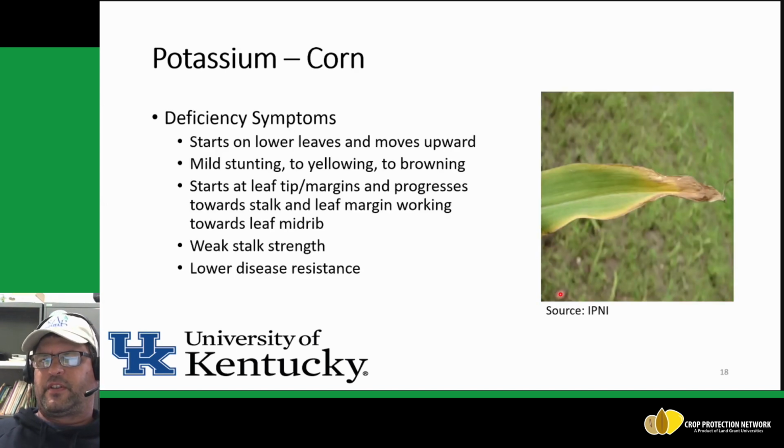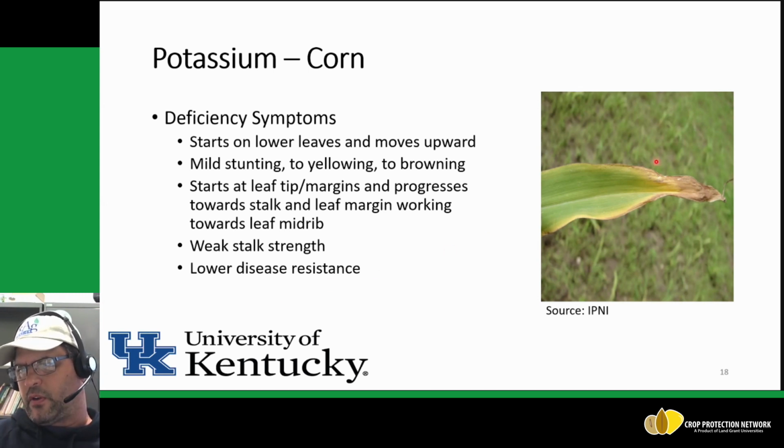What are the deficiency symptoms for corn? Well, again, it's a mobile nutrient. It starts on the lower leaves and moves upwards. Mild stunting followed by yellowing to browning. It will start at the leaf tip or the margins and then progress back to the stalk, working towards the leaf midrib. This can cause weakened stalk strength in corn and lower disease resistance.